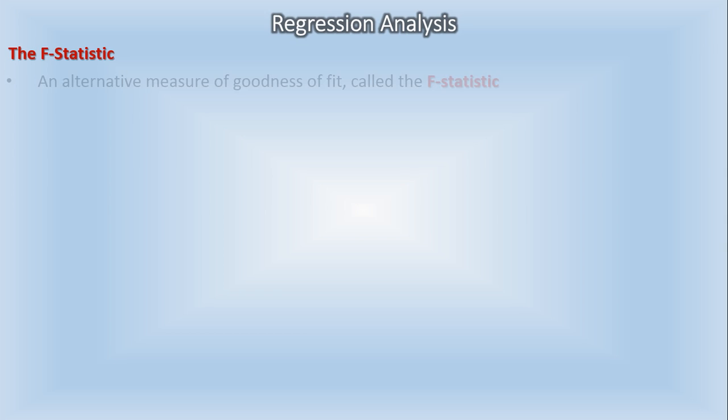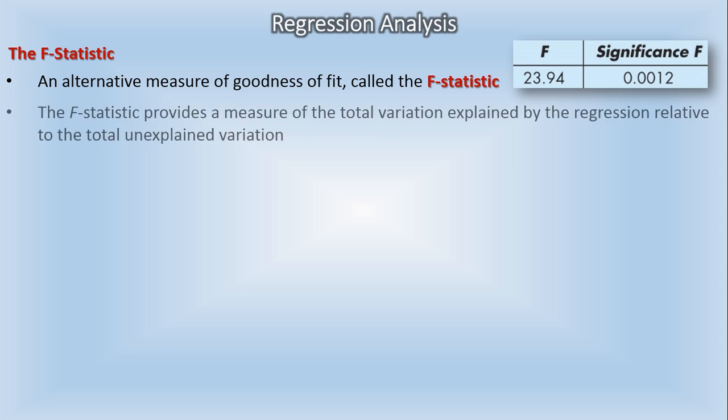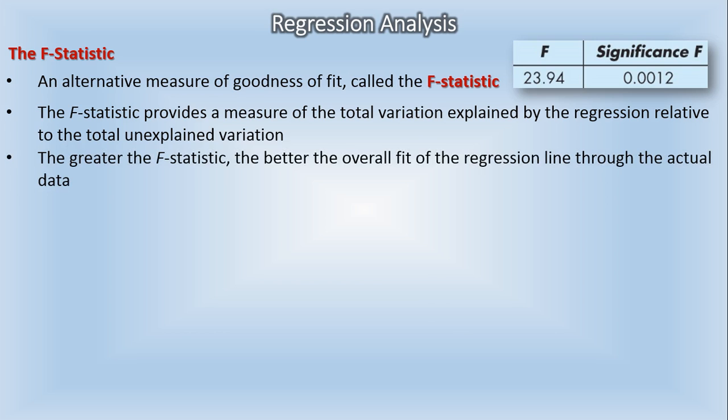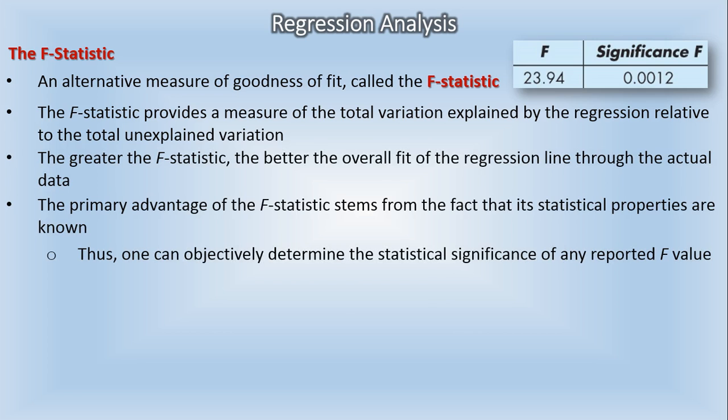All right, there's an F statistic as well. An alternative measure of goodness of fit is the F statistic. So in this case, our F statistic is 23.94. And what's good about the F statistic is that it also carries a value that tells us the statistical significance of that F statistic. The F statistic provides a measure of the total variation explained by the regression relative to the total unexplained variation. The greater the F statistic, the better the overall fit of the regression line through the actual data. The primary advantage of the F statistic stems from the fact that its statistical properties are known. Thus, one can objectively determine the statistical significance of a reported F value.